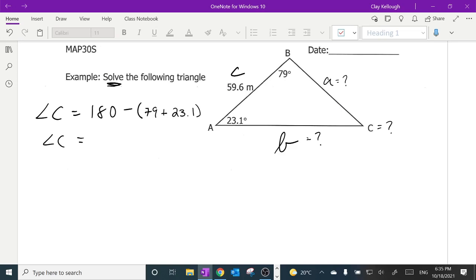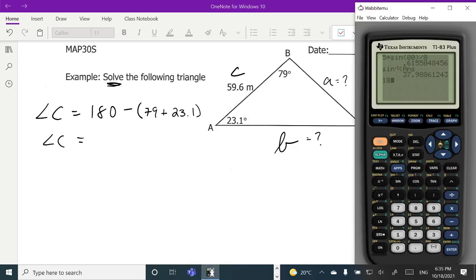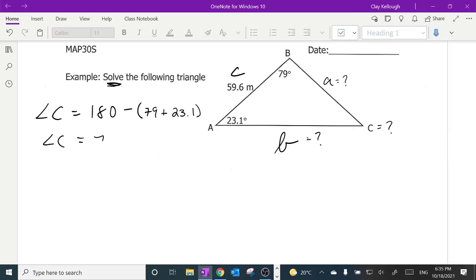So angle C is going to be 180 minus, let's open a bracket, 79 degrees plus 23.1 degrees, close my bracket, equals 77.9 degrees. Feel free to write that on your diagram now. Now we know it, we can use it. Because now I know an angle across from a side, and I'm off to the races. Now it doesn't matter which one you want to do first.